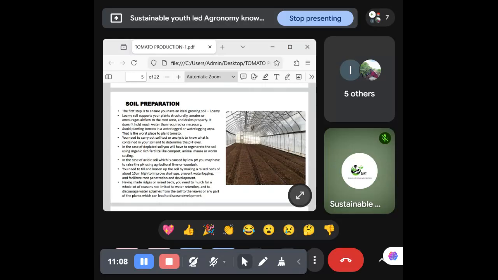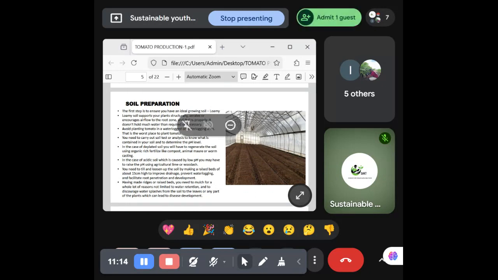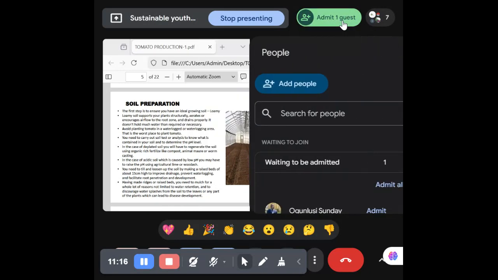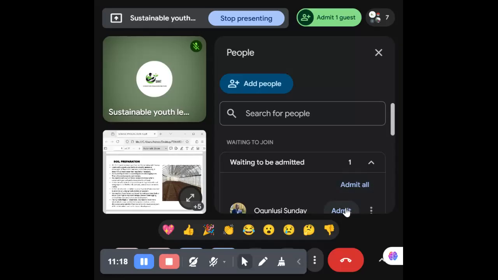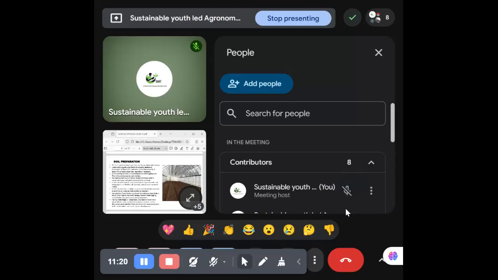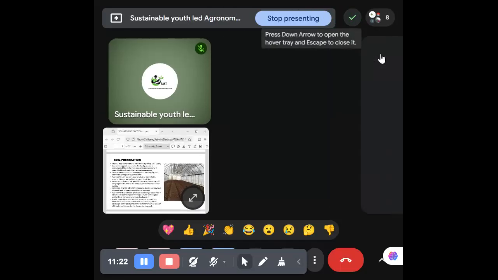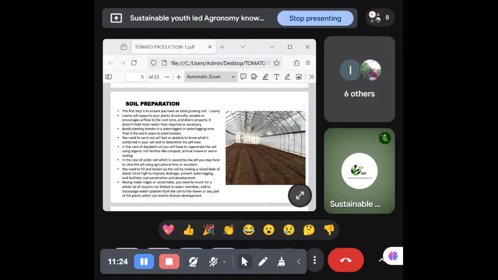So soil preparation, this is another crucial aspect of your production cycle. Very important. The first step is to ensure that you have an ideal growing soil. Here we are looking at loamy soil, that is the most ideal.